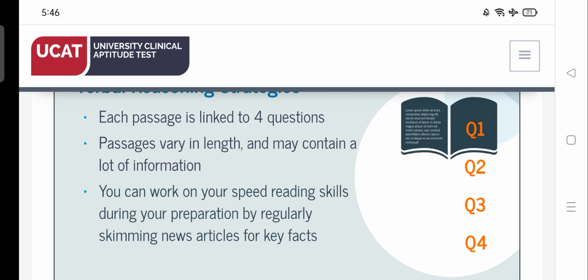You can work on your speed reading skills. You can practice your questions also by reading these paragraphs, or you can say these passages, to see in how much time you can read the whole passage, because you have only 21 minutes for the section and you have to complete all the questions in that time only.